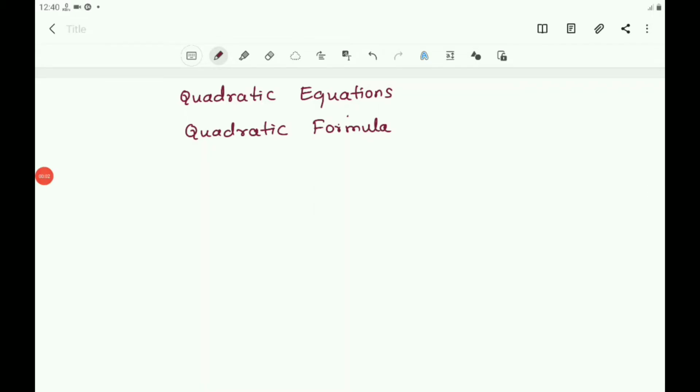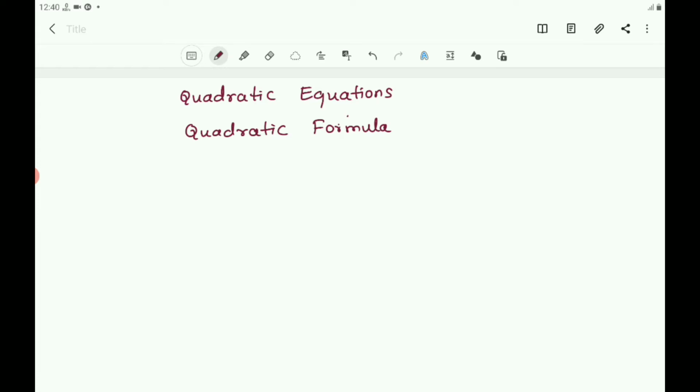Dear children, it is a continuation of the chapter quadratic equations. Now let us discuss the quadratic formula. It is a formula to find the roots of the quadratic equation, which is in the form of ax square plus bx plus c equals 0. Now let us derive the formula.